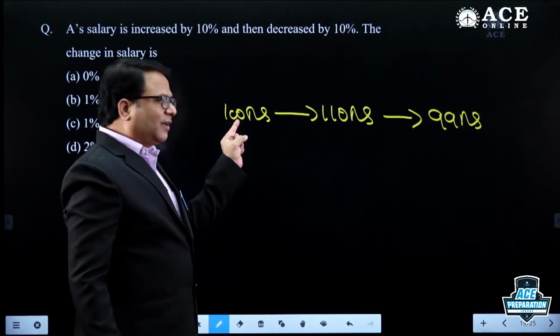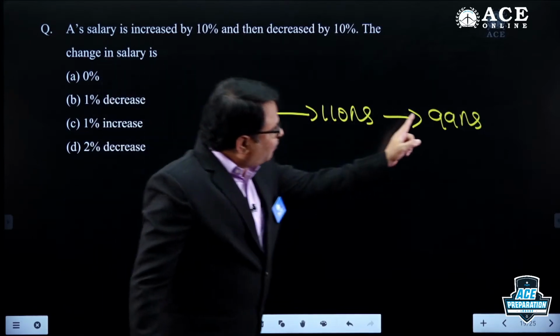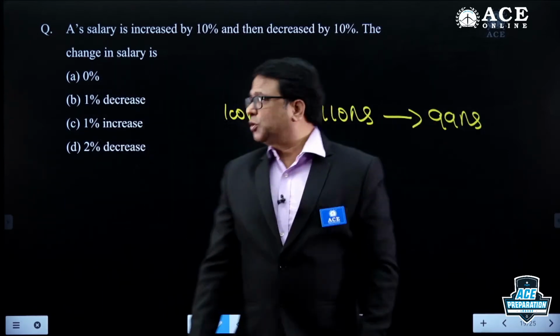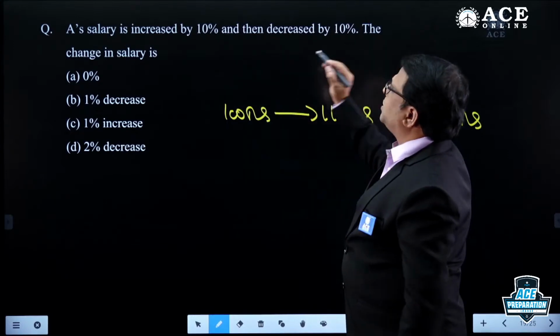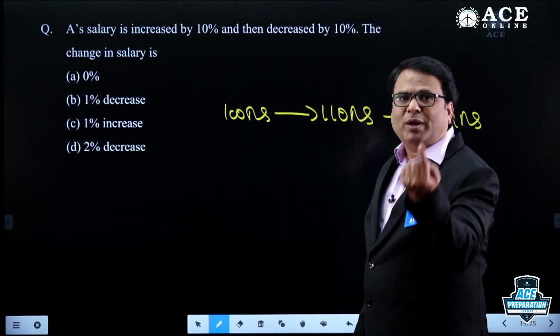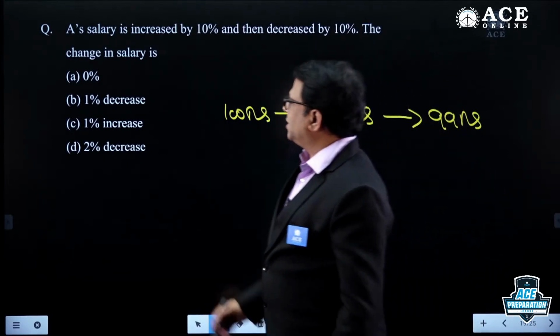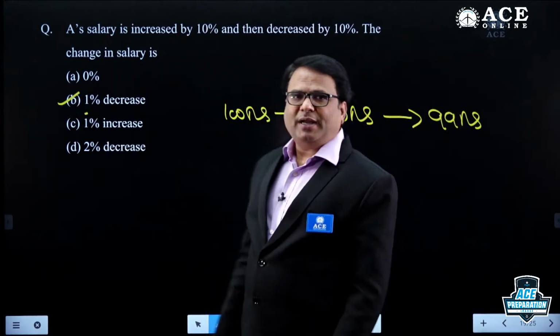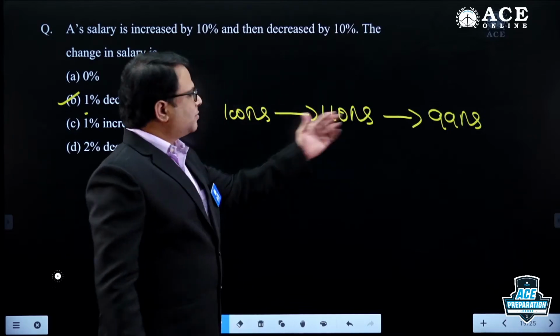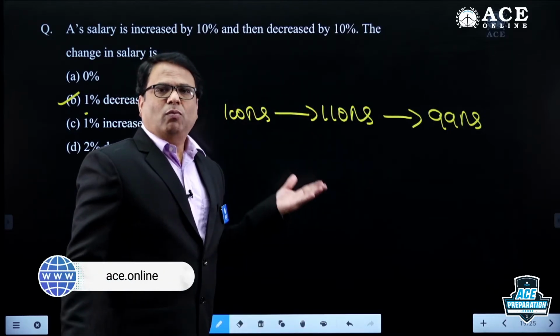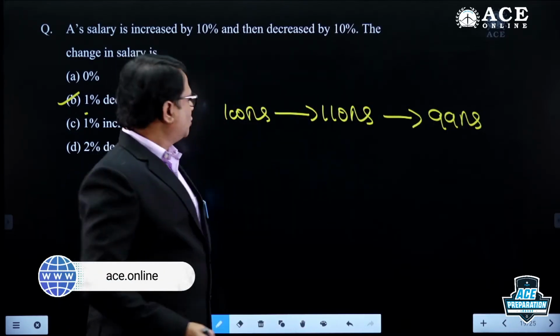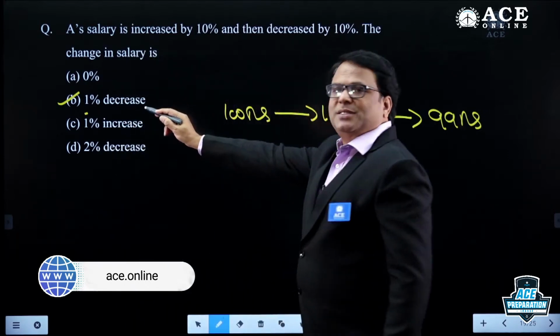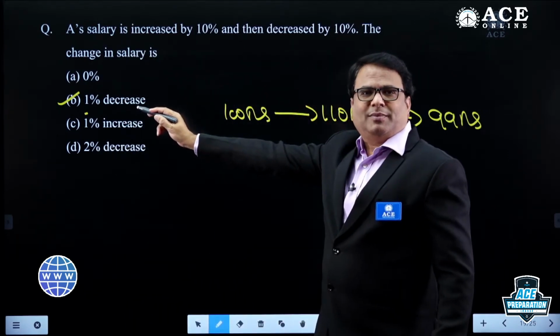So we are starting with 100 and ending up with 99. And what is the question? The question is the change in salary. So you can see 1% decrease. When 100 becomes 99, it reflects 1% decrease. So we take the answer as 1% decrease. Right?